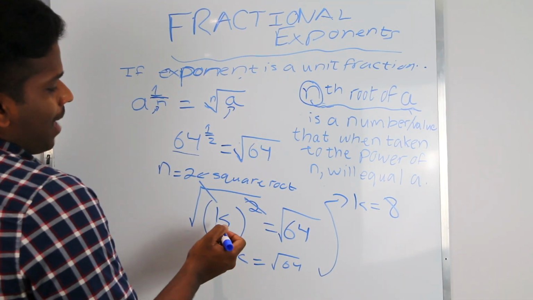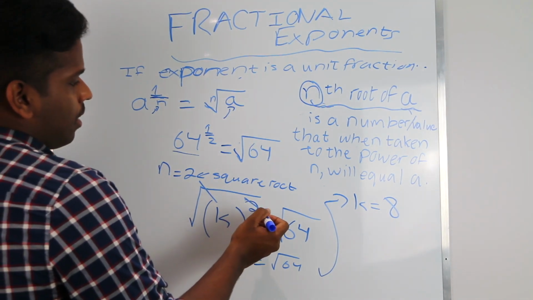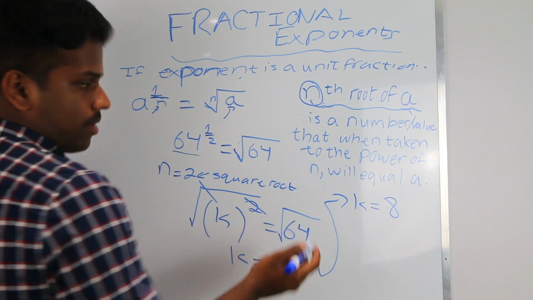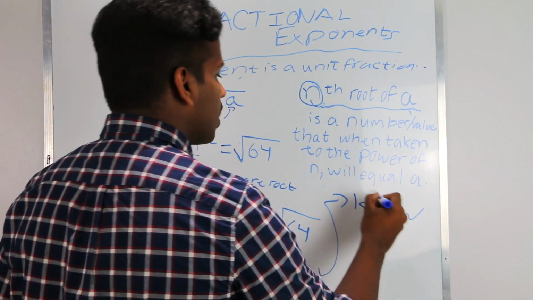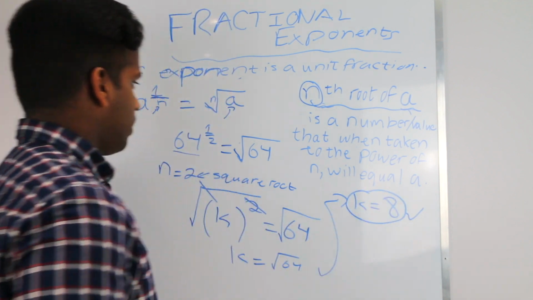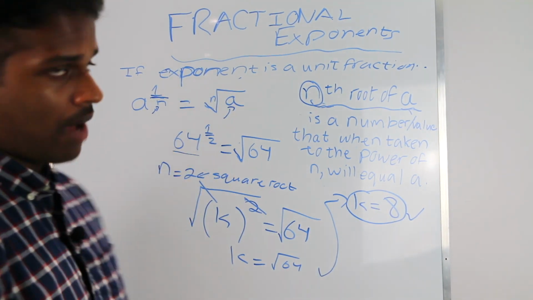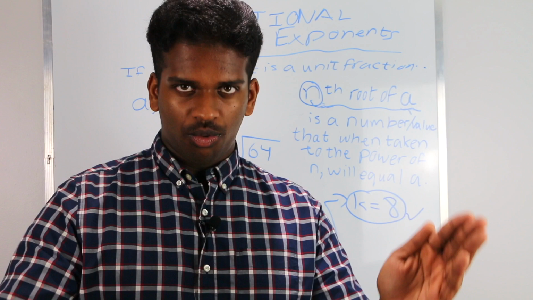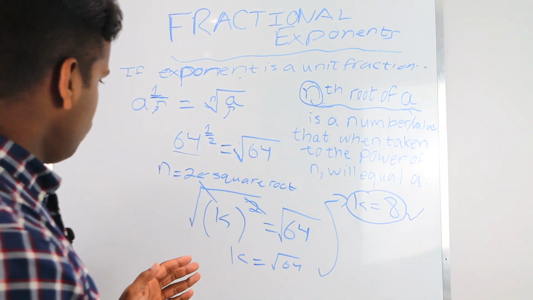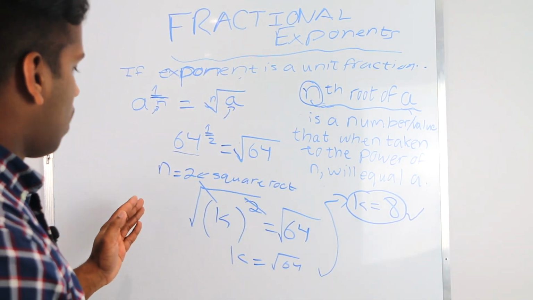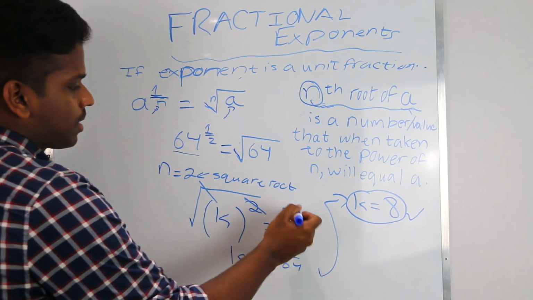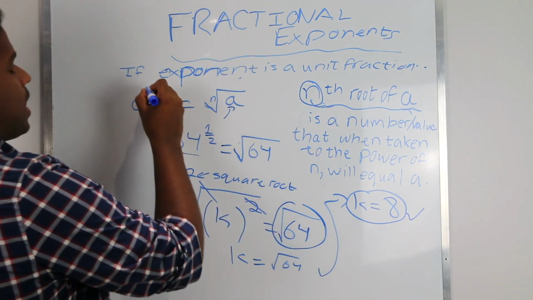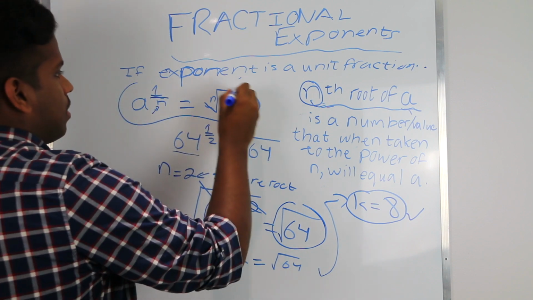If we plug it back, 8 squared equals 64. That is true, so the k value is 8. So you know that 64 to the power of a half, or the square root of 64, is 8. That is how you would solve it. I showed you how we get to this point, but this is a law of exponents, if you just want to know.